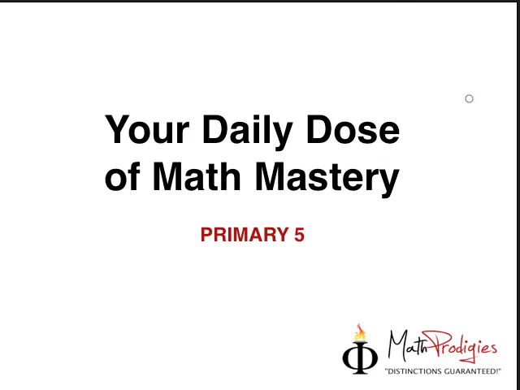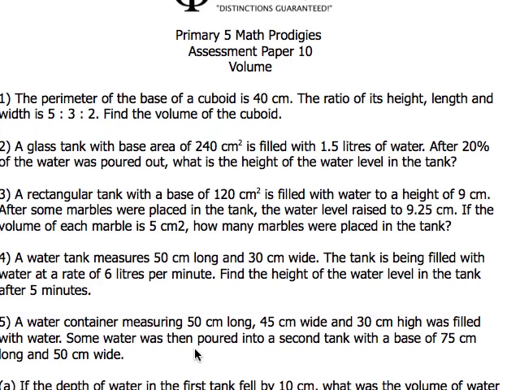Now this question is actually something that you will normally see in any exam. Pretty simple stuff. A rectangular tank with a base of 120 cm squared is filled with water to a height of 9 cm. Let's draw it out to make it easier for you. After some marbles were placed in the tank, the water level rose to 9.25 cm. So imagine some marbles being placed in the tank, so the water level rose by 0.25 cm. Now, if the volume of each marble is 5 cm cubed, how many marbles were placed in the tank?